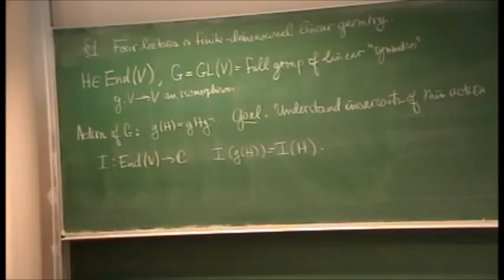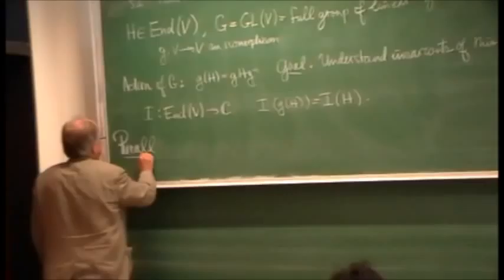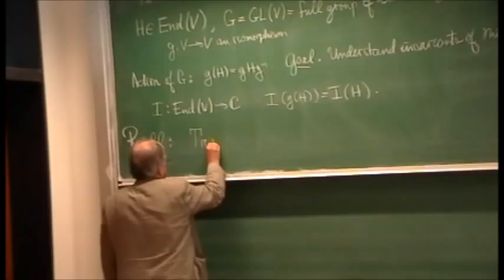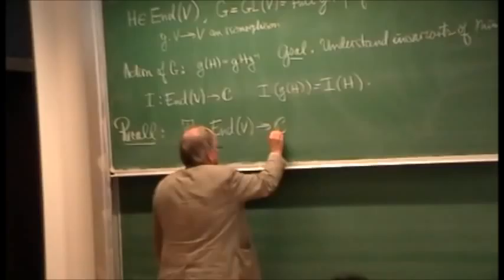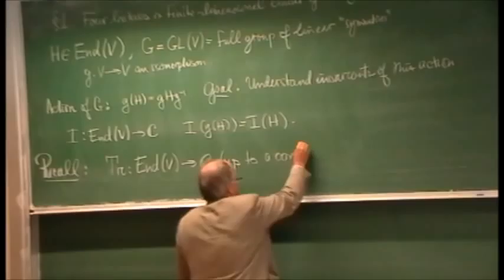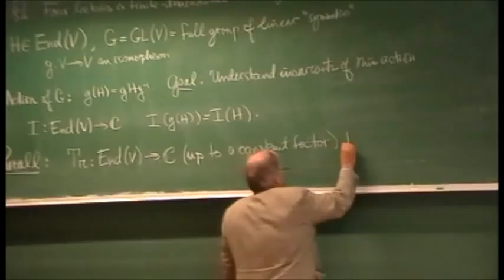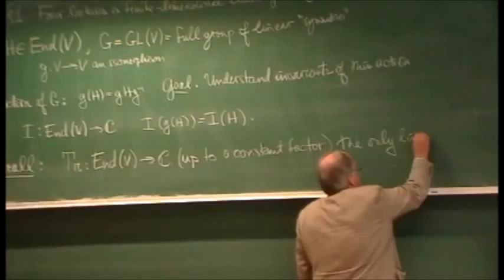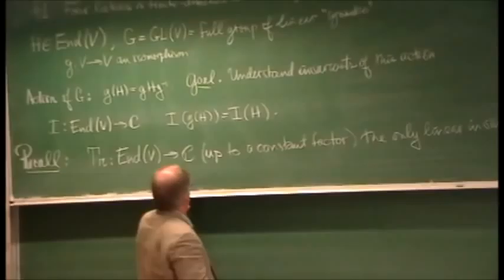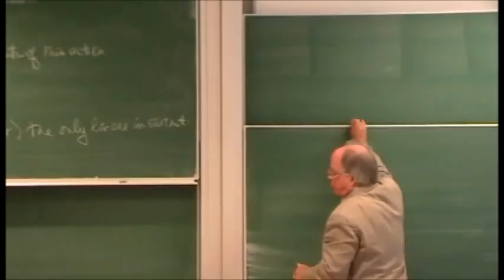Last time I spent a bit of time motivating the so-called trace function on Hamiltonians. So recall that last time we defined the trace function. This is essentially the only linear invariant up to a constant factor. And I normalized it. Now, there are many normalizations, but my favorite definition is on rank one operators.